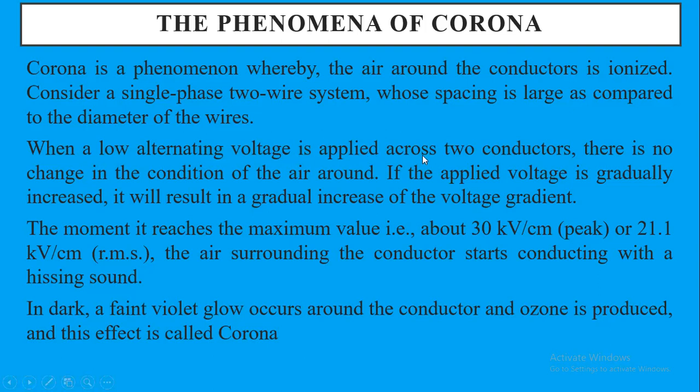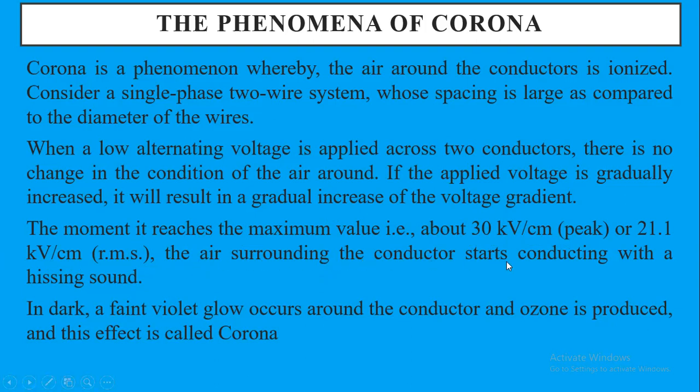So when a low alternating voltage is applied across two conductors, there is no change in the condition of the air around. If the applied voltage is gradually increased, it will result in a gradual increase of the voltage gradient. So voltage gradient is a potential and overall aspect of the impact of voltage that is produced in the power transmission. The moment it reaches the maximum value, as an example, about 30 kV per centimeter, that is the peak value, or 21.1 kV per centimeter, that is the RMS value. So there is a difference between the peak value and RMS value.